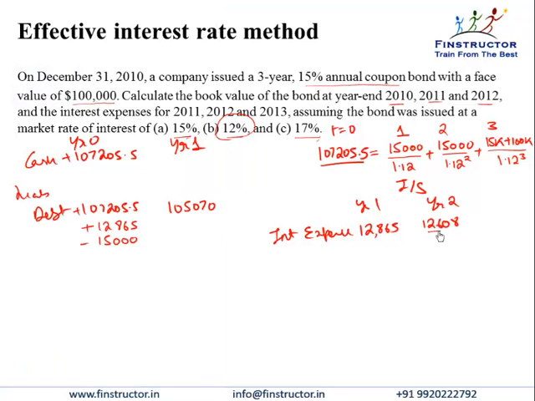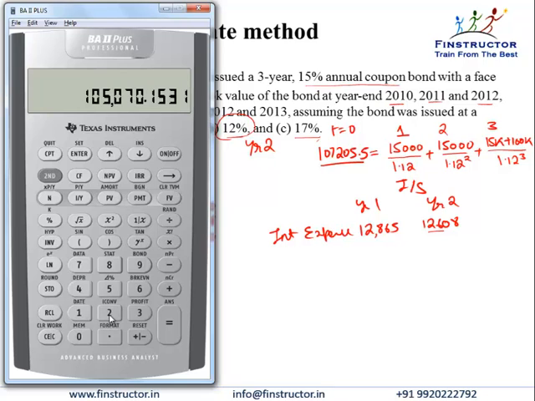Now again, we are recognizing an interest expense of approximately $12,608, but we are repaying $15,000 as a coupon cash outflow. So the liability at the end of year 2 will be calculated as the beginning liability plus the interest expense minus the amount repaid, that is $15,000, or 102,678.5. Store it in memory register 3.